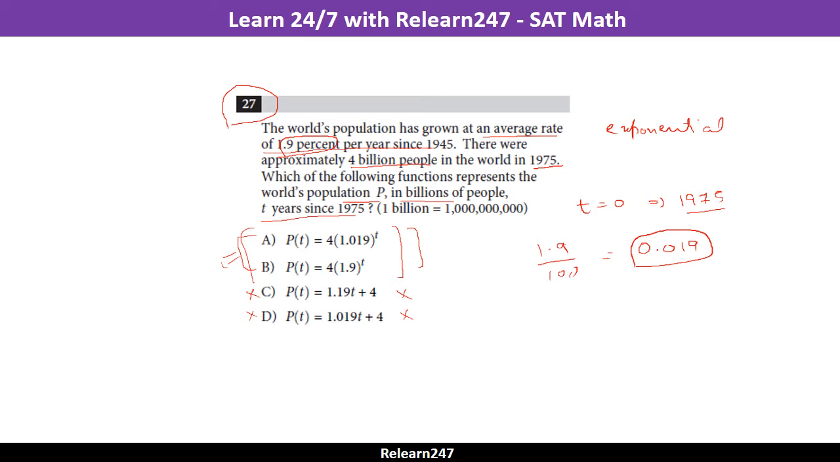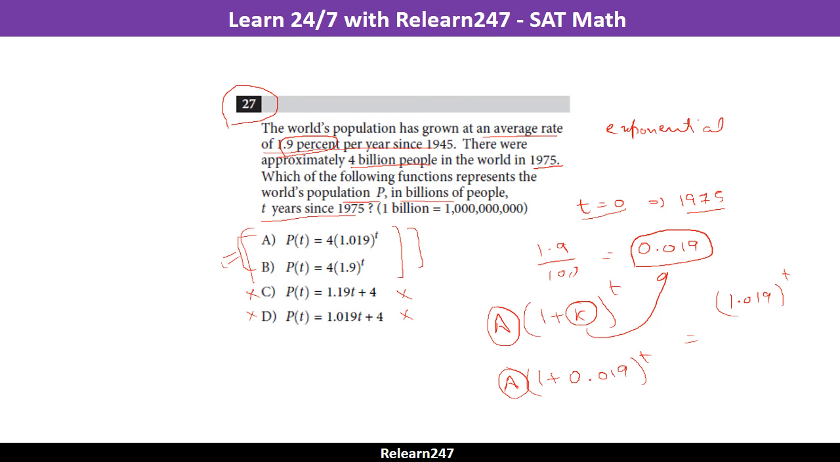And we know that whenever we have to find an exponential function in a growth model, it's something like a times 1 plus k, where k is the growth rate, raised to the power t, and k here is 0.019. So we'll just do the substitution and we'll get 1.019 raised to the power t, and a here we missed out, so a here is the initial population at the beginning. The initial population at t equal to 0 was given as 4 billion people, so we'll just substitute 4 here. So we'll get our answer, which is equal to option A, friends.